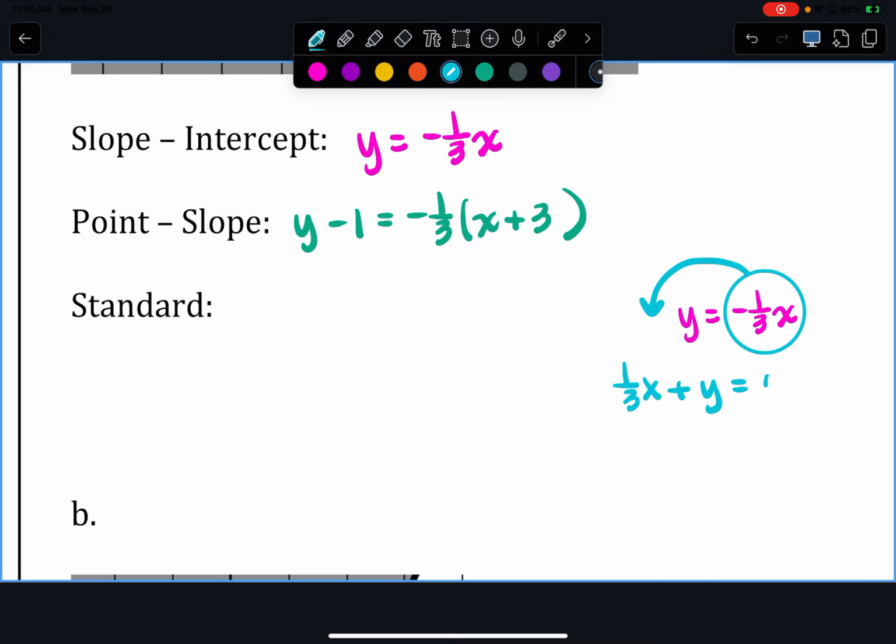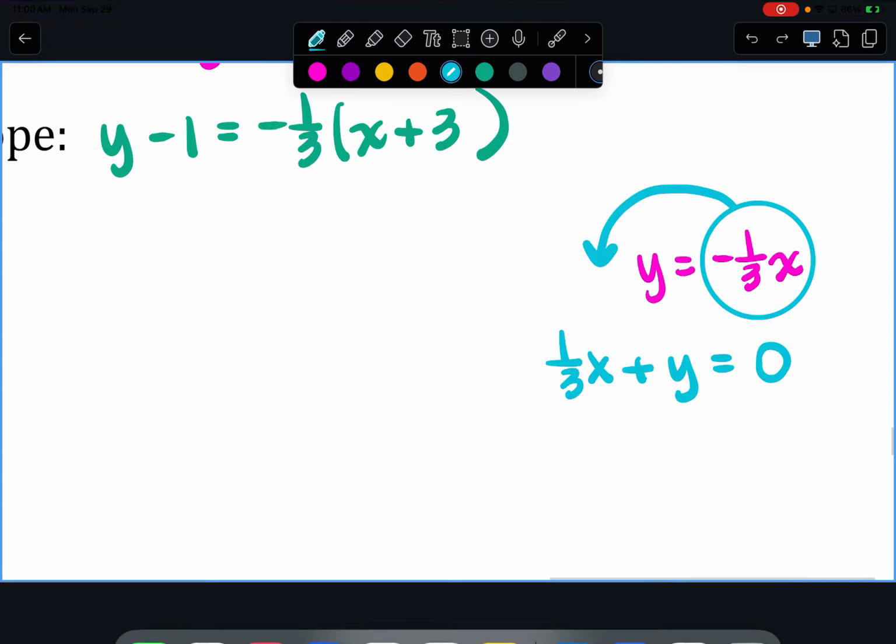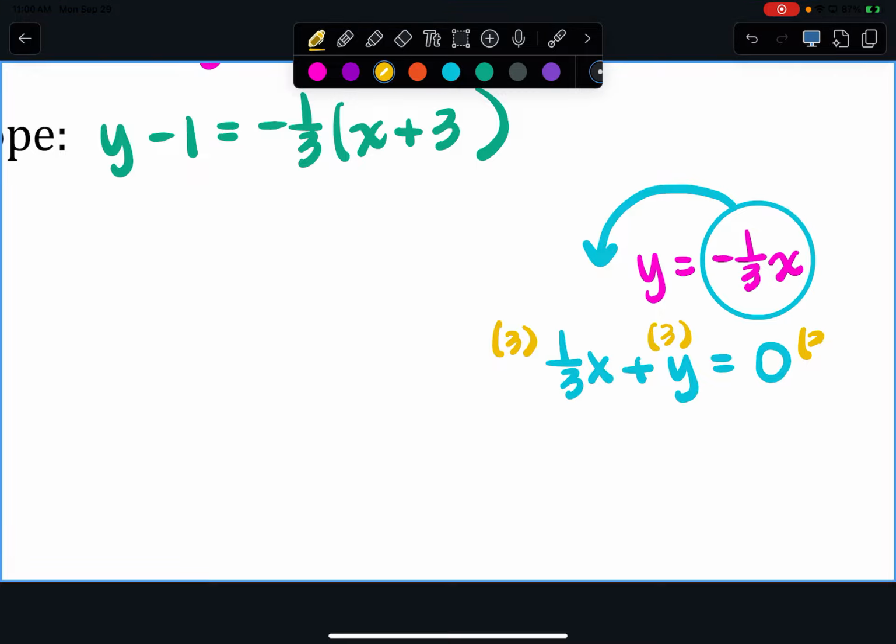Now remember, there's 0 left over here. You do have to put that 0. You just can't have some vacant empty space on one side of your equation. All right, so we want to make sure we put a 0 there. And we are close, except we just cannot have a fraction in standard form. So we need to get rid of that divide by 3 by multiplying everybody by 3.